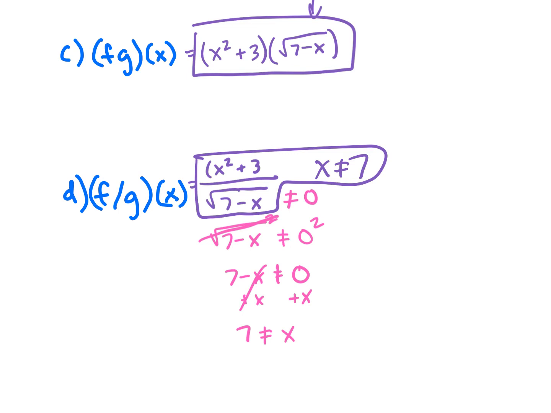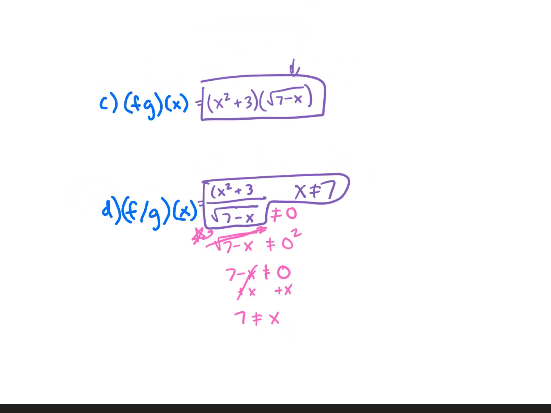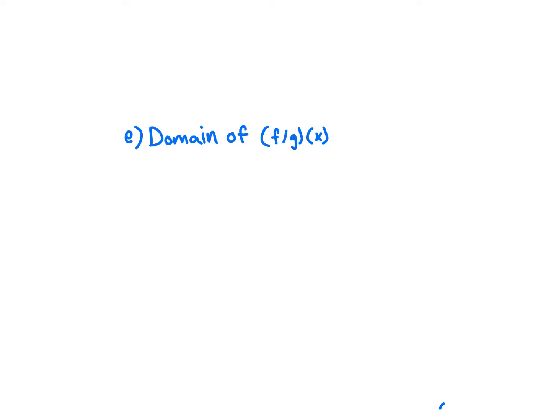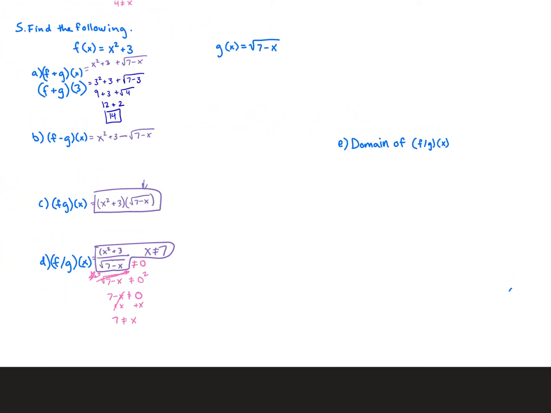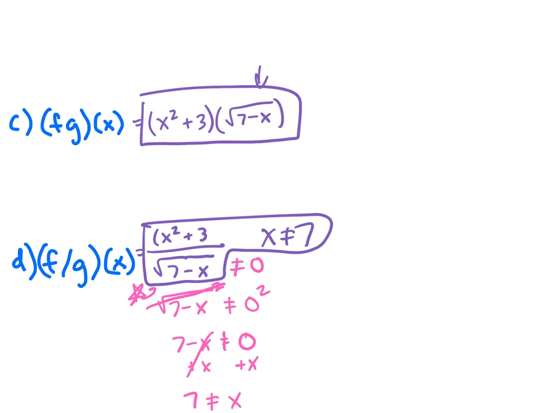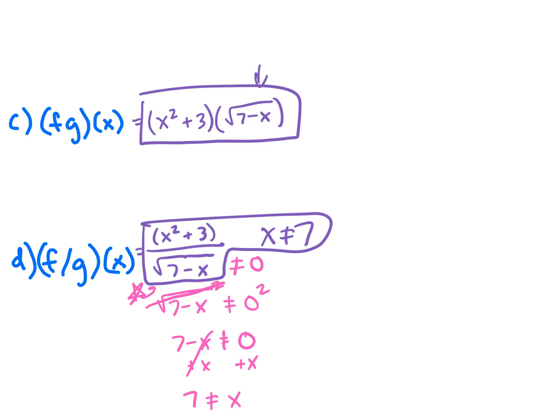I also have a square root on the bottom, so x can't be a number that'll make this square root a negative, but we'll get to that in the domain here, because this question's a little bit more specific. It's asking for the domain of f divided by g of x, so that would be x squared plus 3 over square root 7 minus x, which I just noticed I forgot to close the parentheses here, but it doesn't really matter, you don't need the parentheses on top, so if you didn't put them, that's fine too.